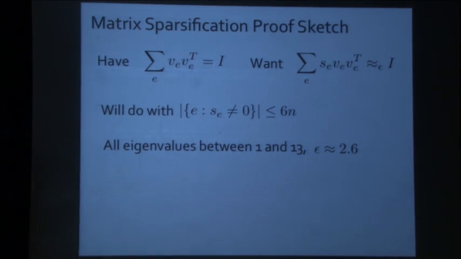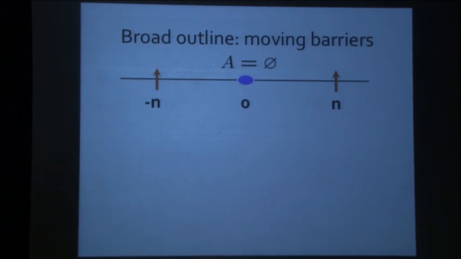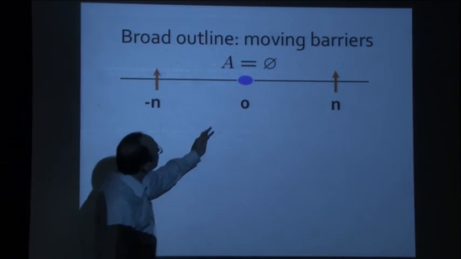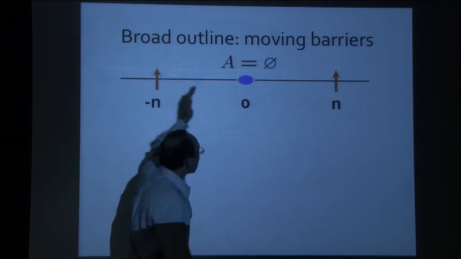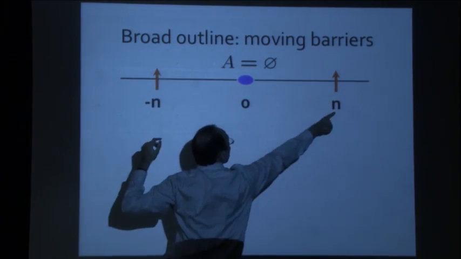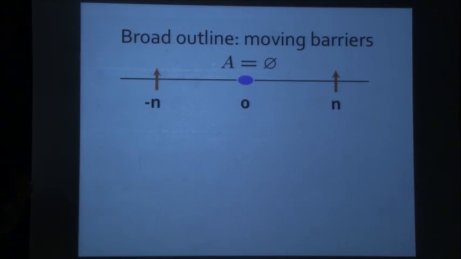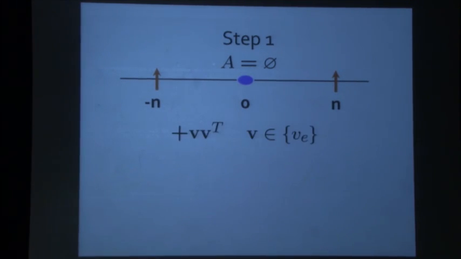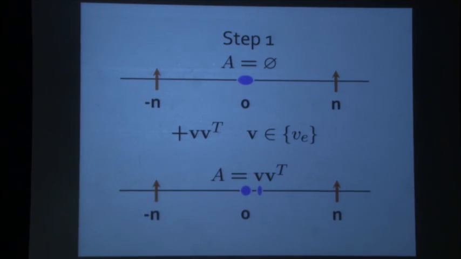Again, I want to corral the eigenvalues. So the way I think about it is I start out with the empty matrix where all the eigenvalues are 0. And I've got a barrier keeping the eigenvalues on either side. I'll start with my barriers at n and minus n, where n is the dimension. What happens at every step is I add an outer product. Some eigenvalue is going to shake loose and move forwards. And I'll move my barriers forwards.